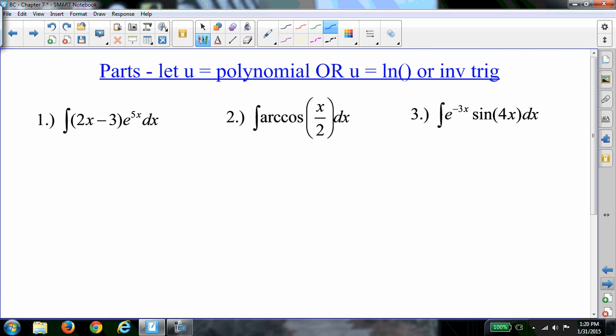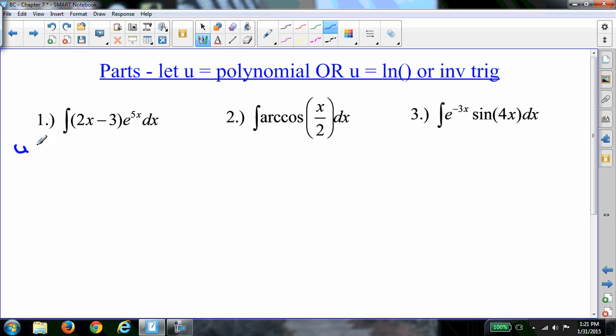The first thing we learned was integration by parts, where we often have something like a polynomial times an e function or an inverse or a trig function. We have our inverse trig functions. And this was the formula that was basically u times v minus the integral of v du. So I'm going to demonstrate it with these three examples. And the first one is the classic case where you let u equal the polynomial. And that's usually the first place to try.